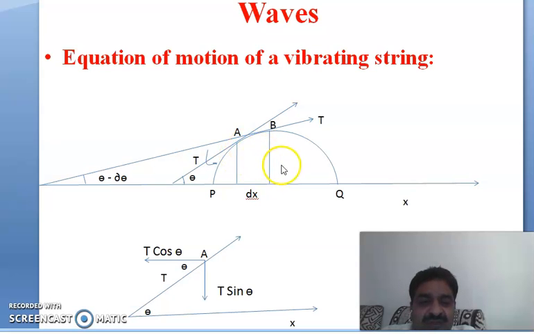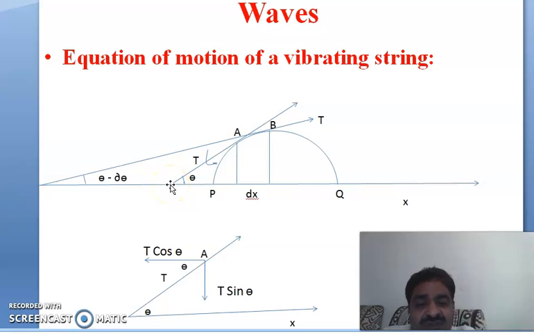Now you see, whenever this entire PQ is plucked, there exists a tension in the string. Here A is the first point and B is the second. Whenever tension is applied, here upward tension is T and here downward tension is T at A. But this tension T is not exactly in the downward direction. It is inclined to the x-axis at this point.